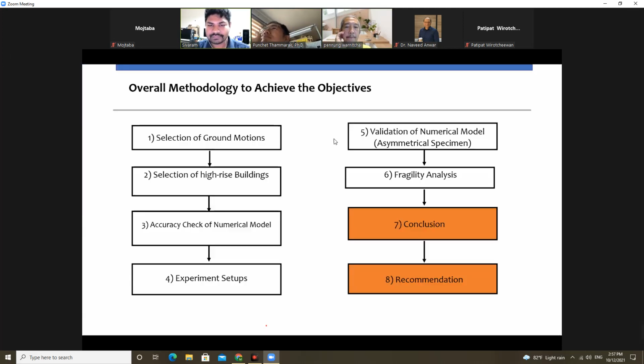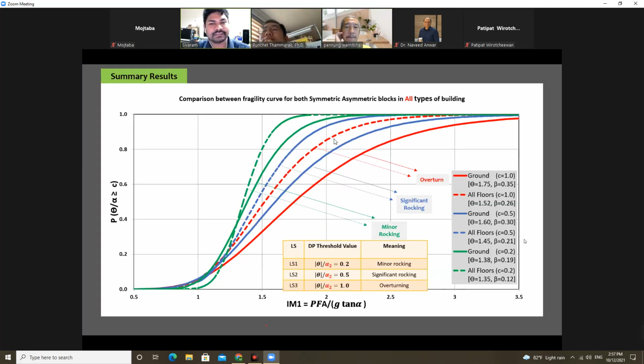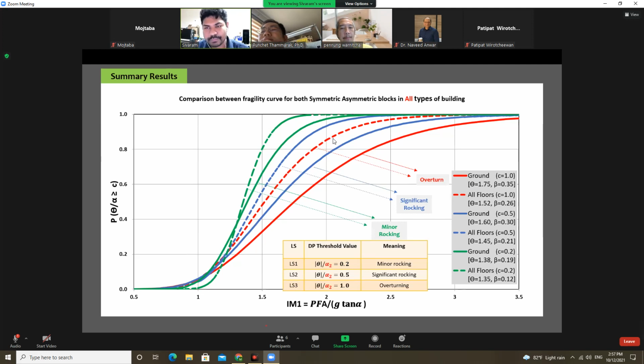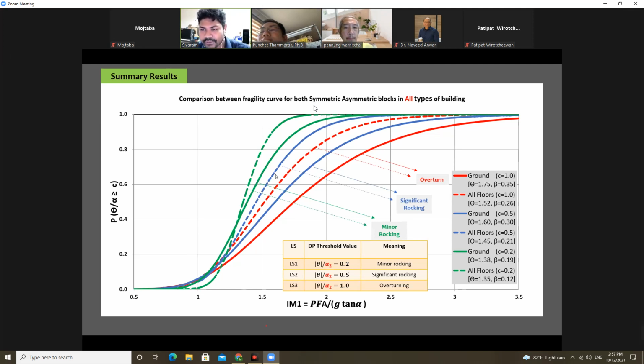So this is our final summary graph. The universal fragility graph for all types of blocks, including the sizing parameter varying from 0.5 to 2 meters. Here, these graphs are for significant rocking and minor rocking. So all the graphs are summarized here.